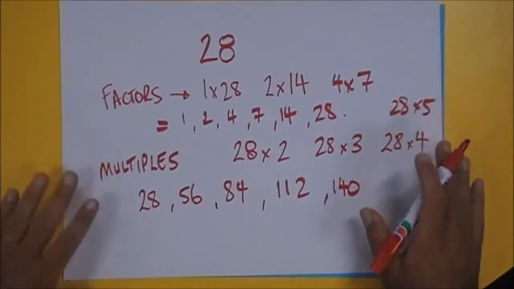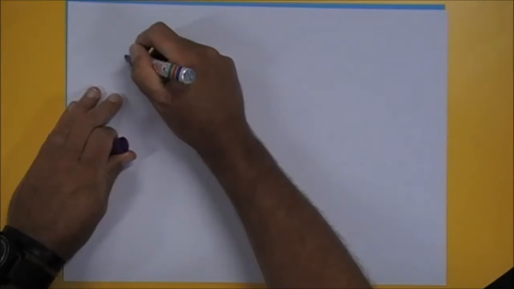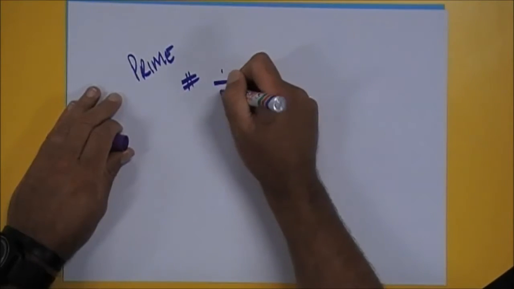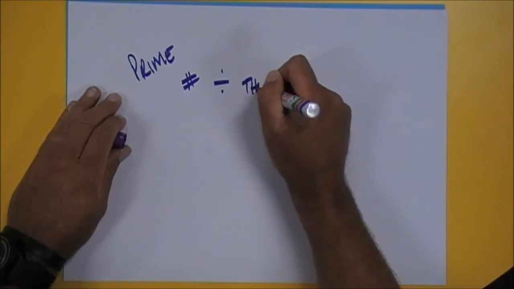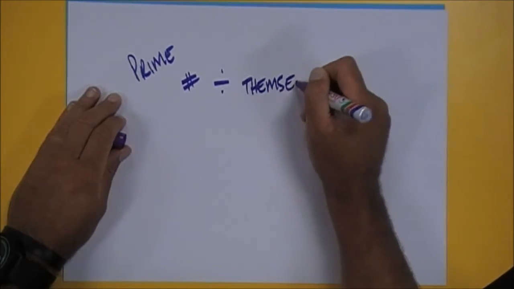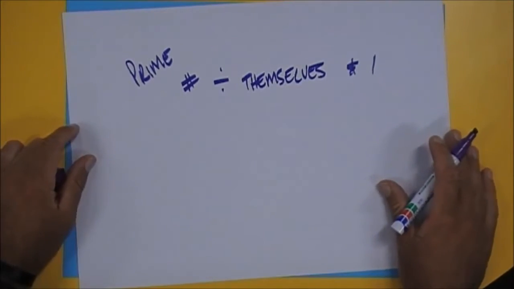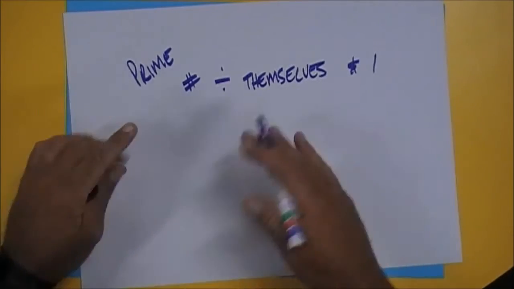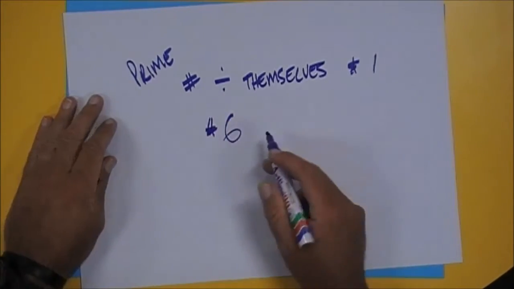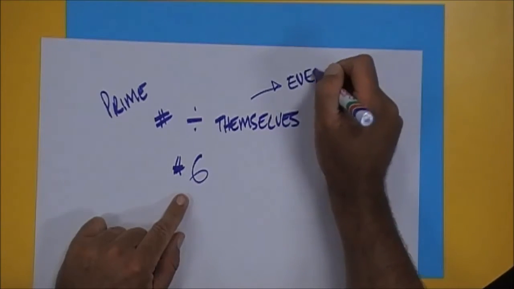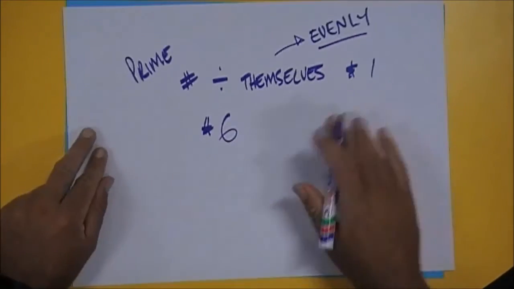So the last thing that we need to think about is prime numbers. Prime numbers are numbers that can be divided by themselves and 1. Now I know the really important thing here that I've neglected to mention is it must be able to be divided evenly. That's the key thing. Think about the number 6.